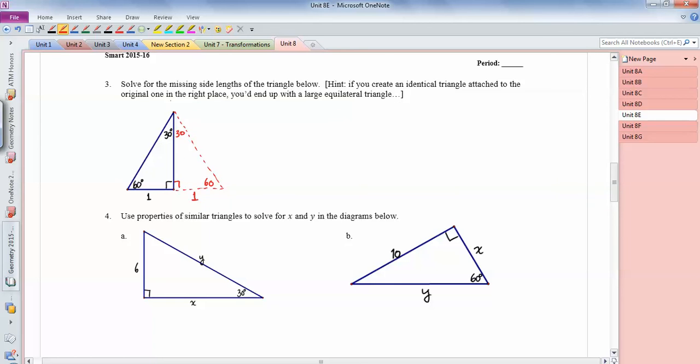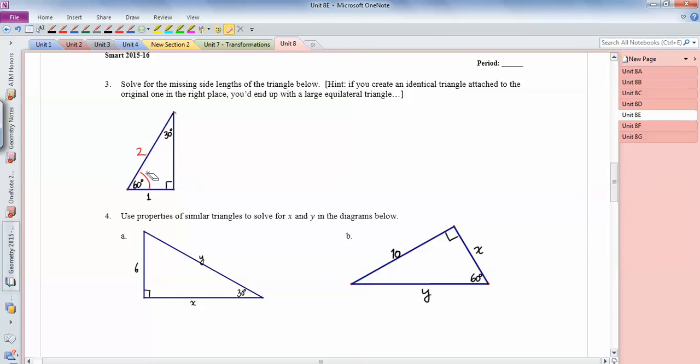And the big triangle is 60, 60, 60. It's equilateral. So these sides are 2 because the whole bottom is 2. Right? If you look at the big triangle, all the sides have to be the same. So then to get the height, I can now get rid of this stuff.